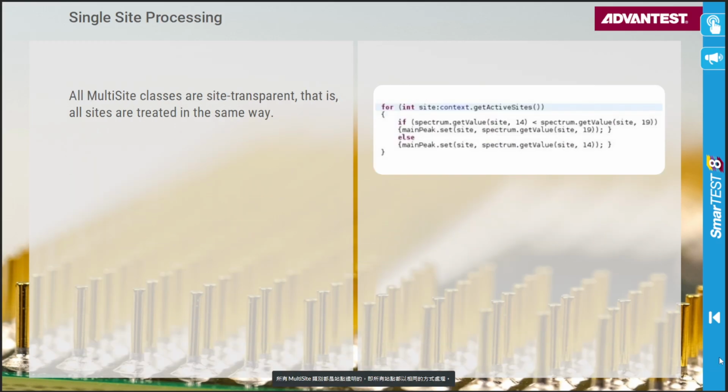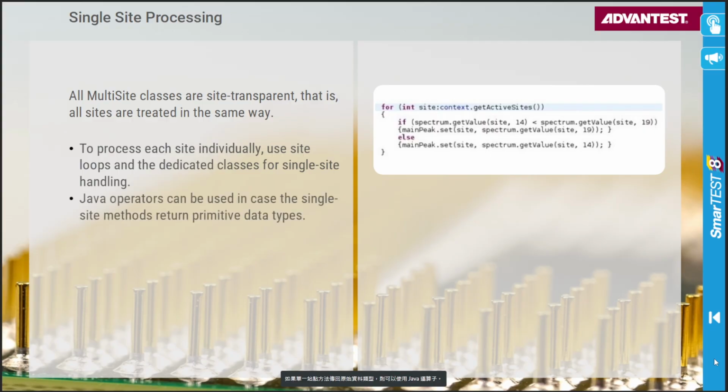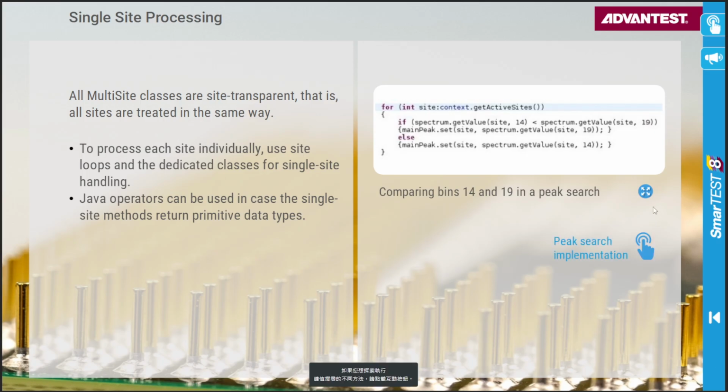All multi-site classes are site transparent, that is, all sites are treated in the same way. To process each site individually, for example for servo loops or value-based per site branching, use site loops and the dedicated classes for single site handling. Java operators can be used in case the single site methods return primitive data types. The code snippets on the right show an application of single site processing where it is used to perform a peak search to compare test data in different bins. Hover over the blue Expand button to see the complete code. If you want to explore different methods to perform a peak search, click the Interaction button.